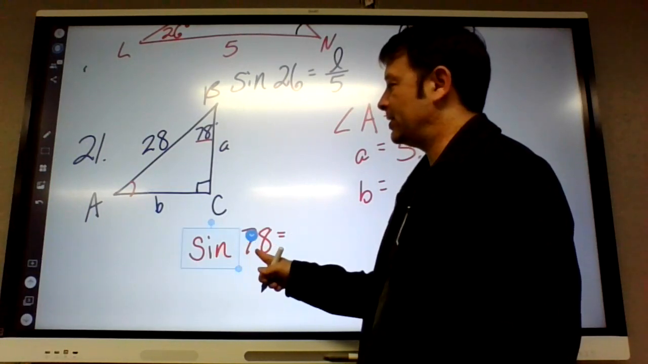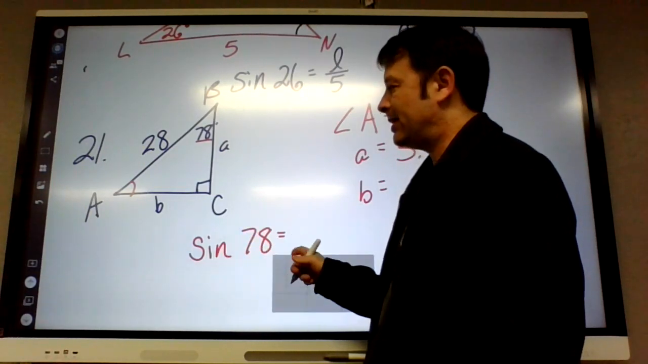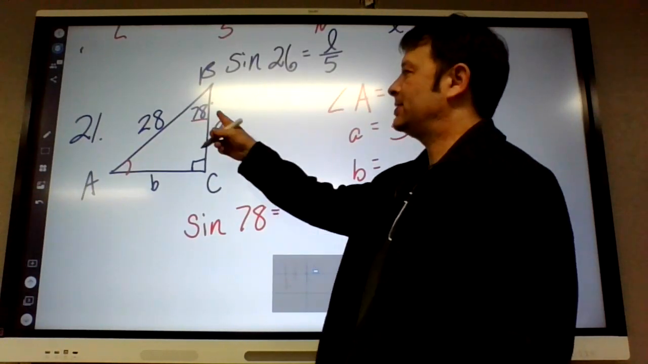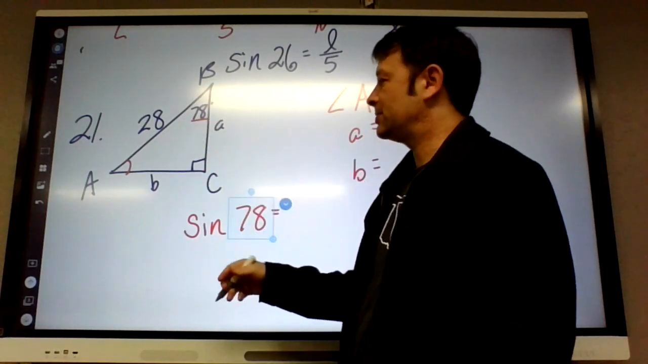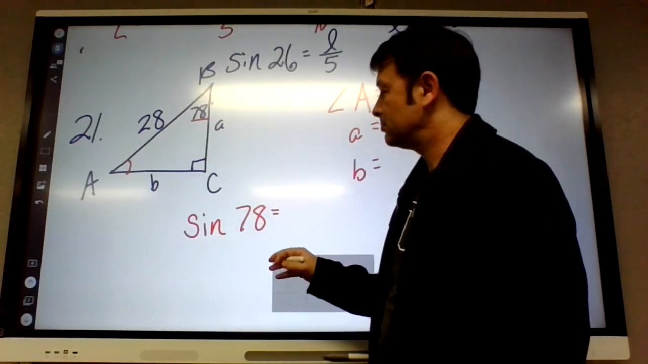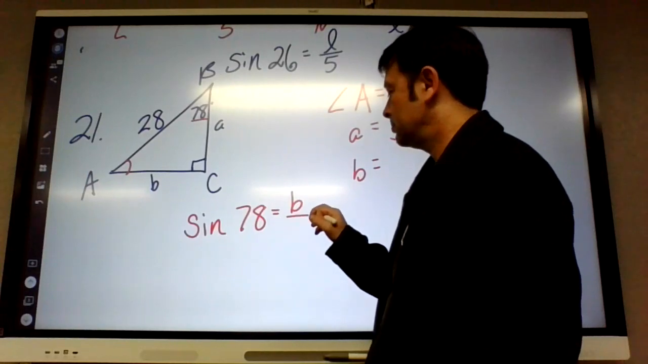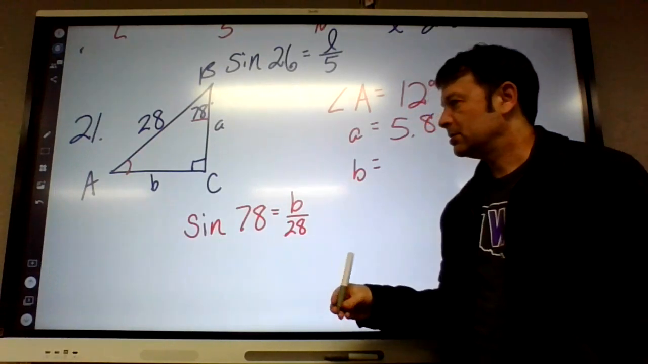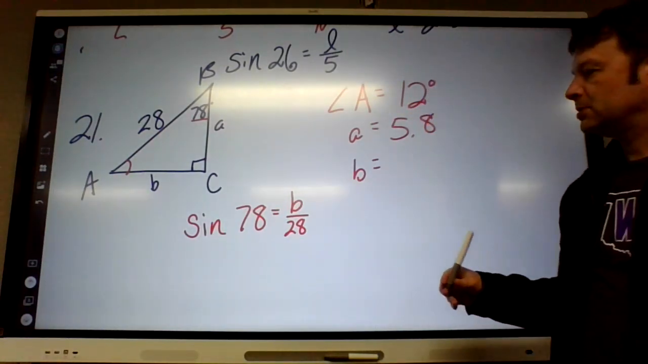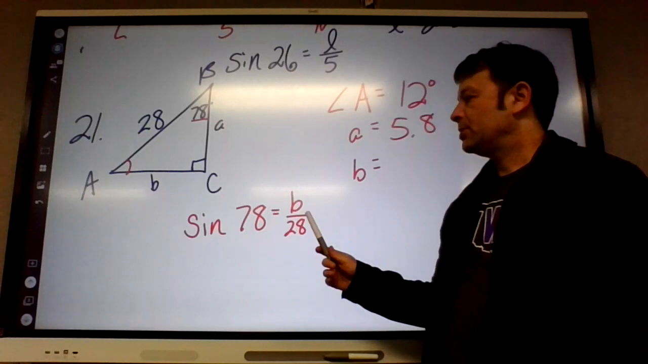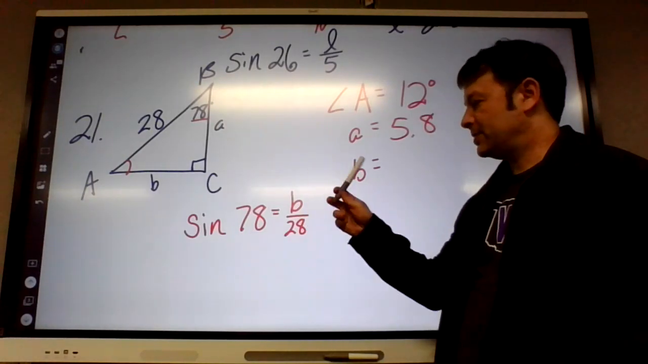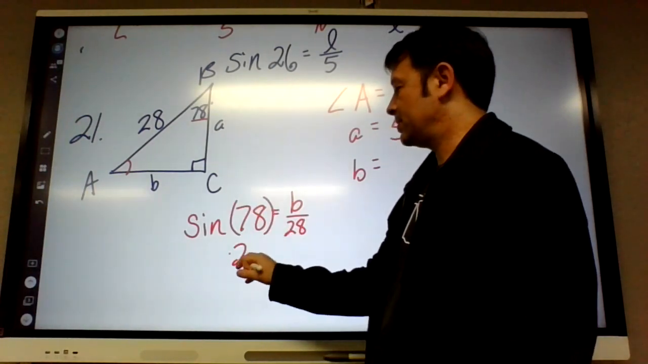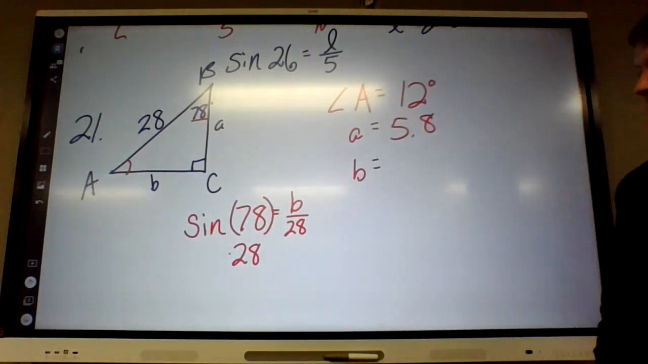Sine of the angle, sine of 78, equals opposite over hypotenuse. So what's the opposite? 78 is the thing. We already got 78. So opposite would be B. And then hypotenuse is 28. Okay, and what do we plug in the calculator? You plug in sine of 78 times 28, and you will need to close the parentheses on the sine of 78. 27.4.